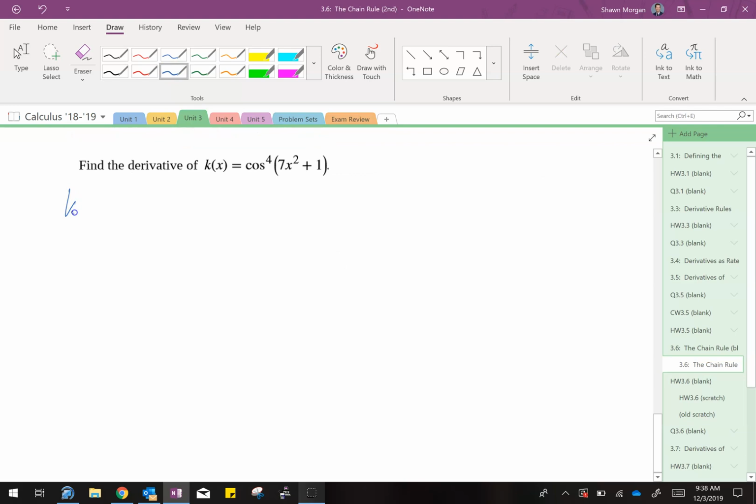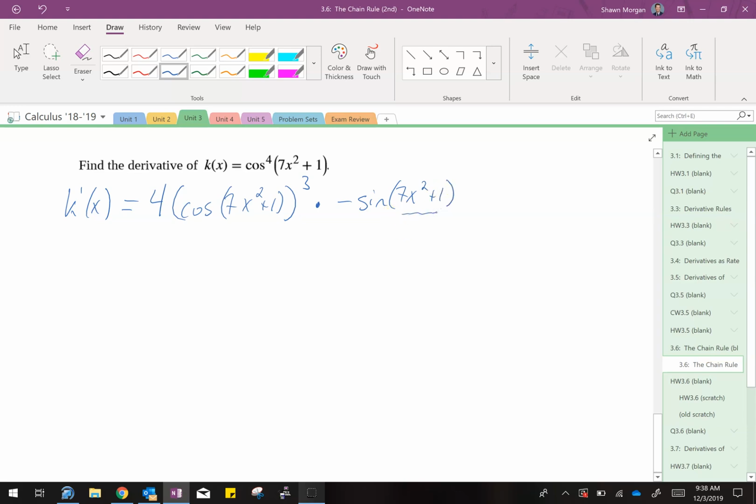All right, so K prime here would equal... I recognize the outer function is something raised to the fourth power, so I'm going to say 4 times that something raised to the third power. Now what that something is, is a function, cosine of 7x squared plus 1. Since that's a function of x, I need to multiply by the derivative of it. The derivative of cosine is negative sine of 7x squared plus 1.